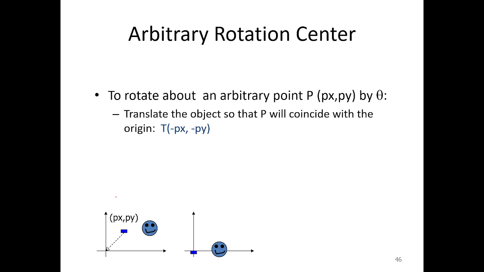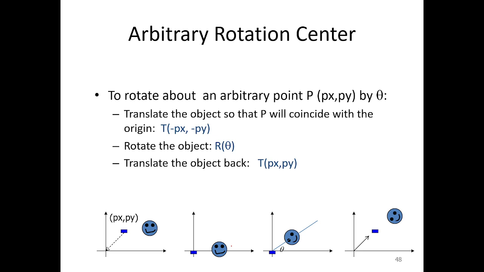To rotate about an arbitrary point P of px comma py by theta, first translate the object so that P coincides with the origin, T of minus px comma minus py. Then rotate the object by theta. Then translate the object back, T of px comma py. Likewise, the object will be translated.